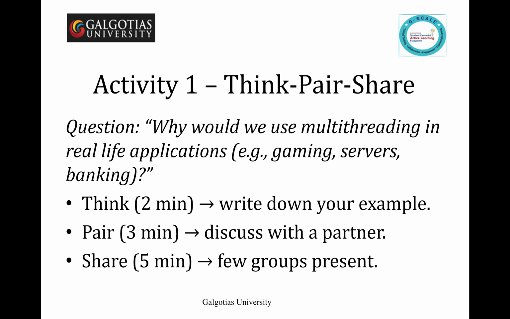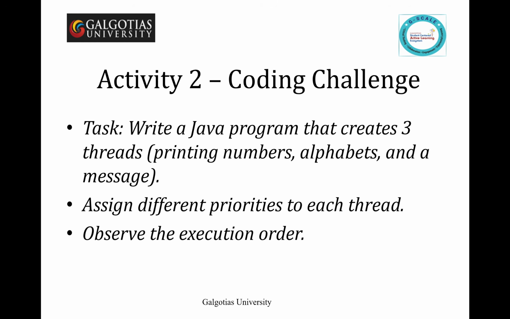This is an interactive activity. The question is, why would we use multithreading in real life applications like gaming, servers, or banking systems? First, think individually and write your example, then discuss with a partner. Finally, share your ideas with the class. This helps you connect theory with real world applications.